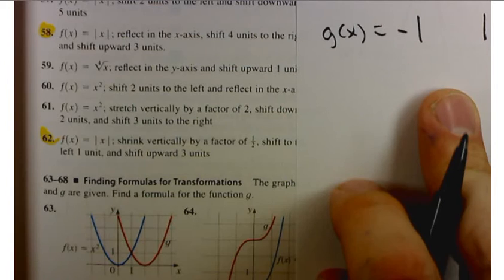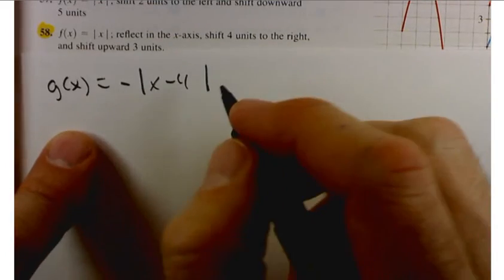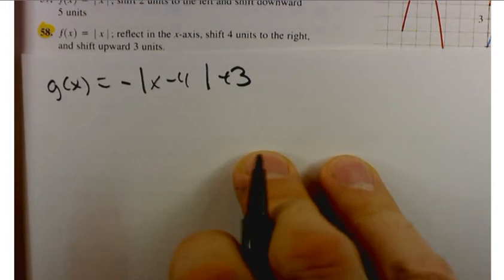Why don't you try problem number 62? Shrink vertically by a factor of 1/2, shift to the left 1 unit, and shift up 3 units. So see what you can do with problem number 62.